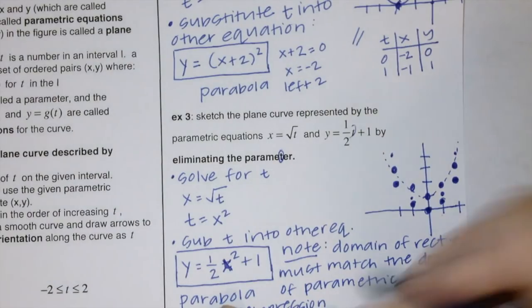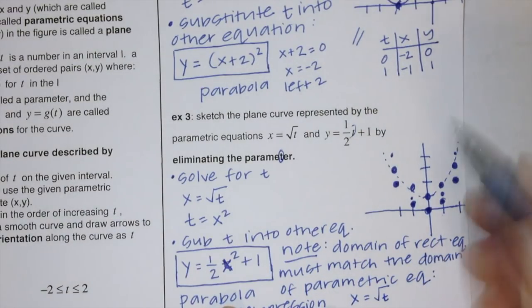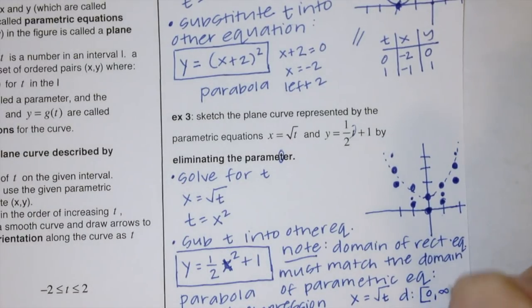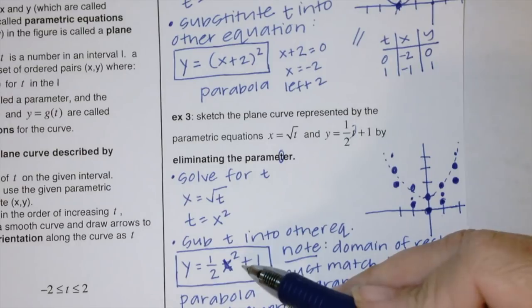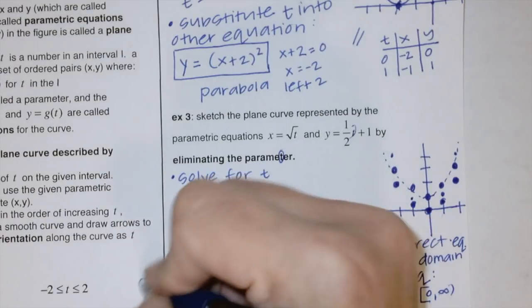So look at this. If we have x equals the square root of t on this, what's the domain of this? What are my inputs right here? Because it's a square root, it has to be greater than or equal to 0. So the domain here is from 0 to infinity. The domain of this right here is all real numbers, but this has to match this domain right here. So I'm going to write that right there real quick.